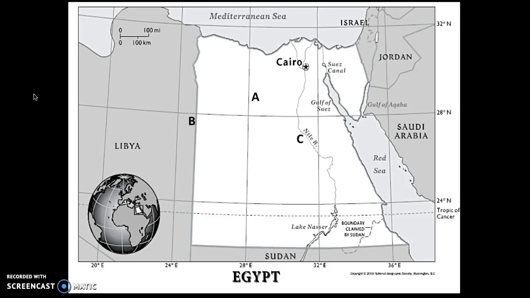Today we're going to be talking about social pyramids in ancient Egypt. But before we do that, we're going to do a little map practice. So go ahead and begin your do now. Take a few minutes and complete questions 1 and 2. When you finish your do now, click continue on the right.